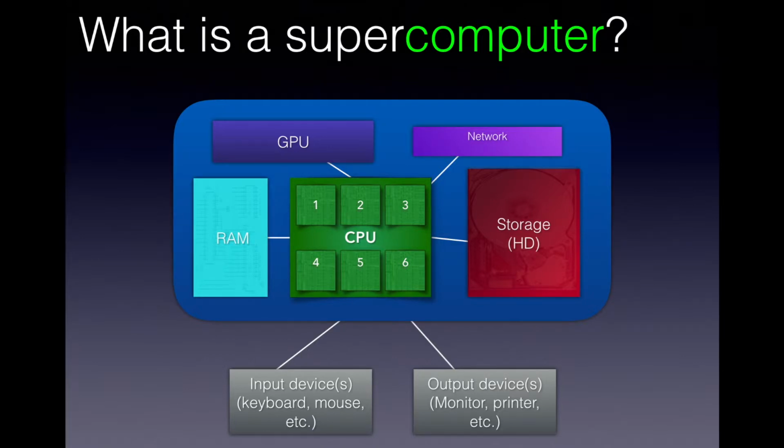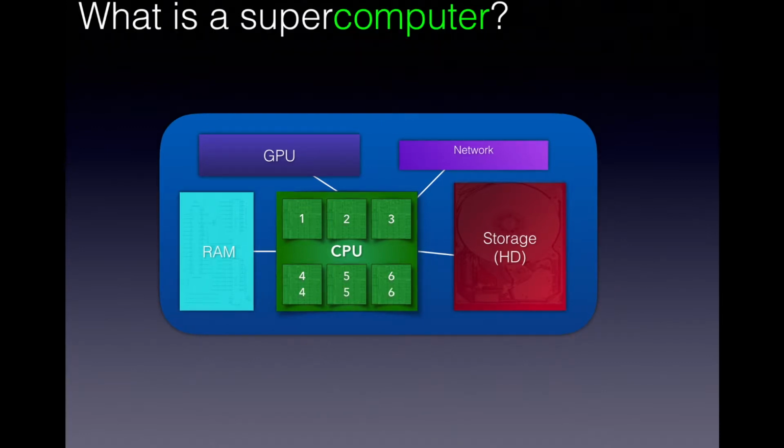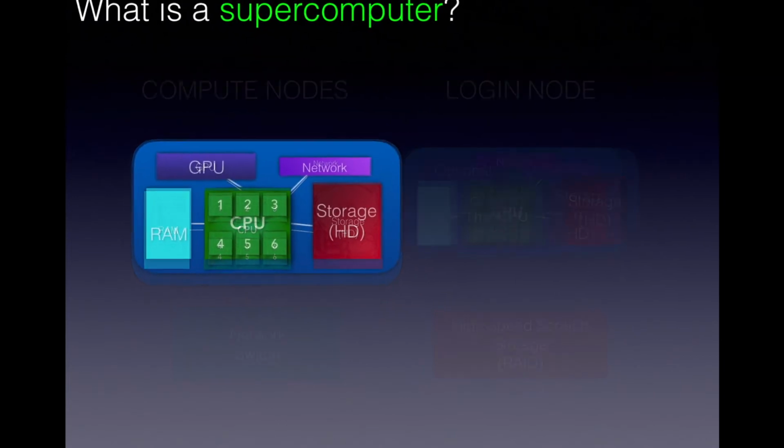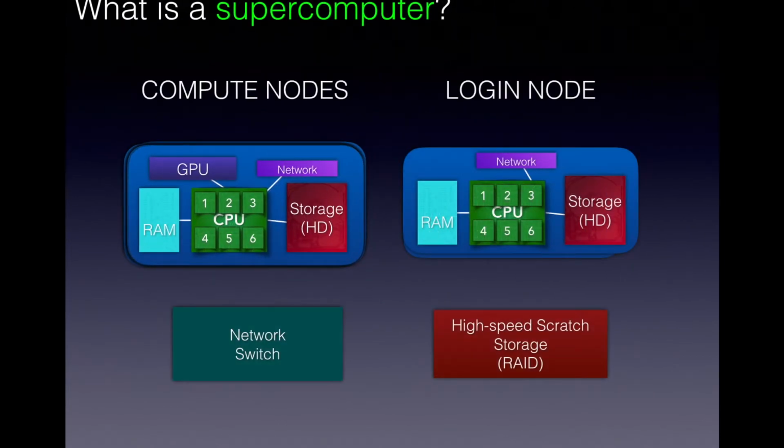output devices, monitor, printer. These two on the bottom are not necessarily needed on a supercomputer because you use your own on your own computer when you log in. You'll use your own keyboard to type into the terminal, and you'll use your own monitor to view the results of the computer on your screen. So we can go ahead and get rid of the keyboard and monitor and differentiate.